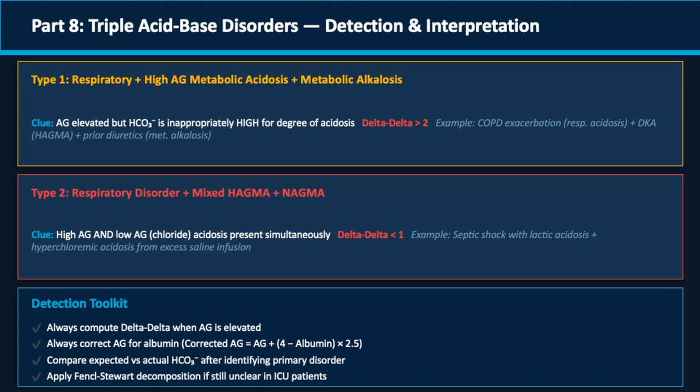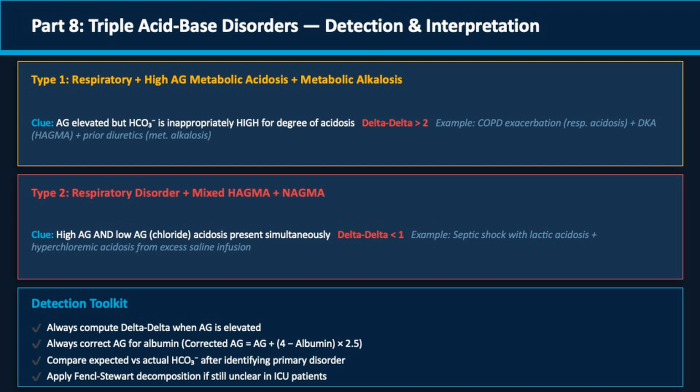So for example, in type 1, you can see that there is respiratory acidosis plus high anion gap metabolic acidosis plus metabolic alkalosis. And the clue will be delta anion gap or delta delta gap, which will be greater than 2. The anion gap is high, but bicarbonate is also high. So there is something keeping bicarbonate up, and usually that will be by diuretics or due to vomiting. And the example will be a COPD patient who has DKA, who is also on furosemide for years, and the patient has three disorders at the same time.